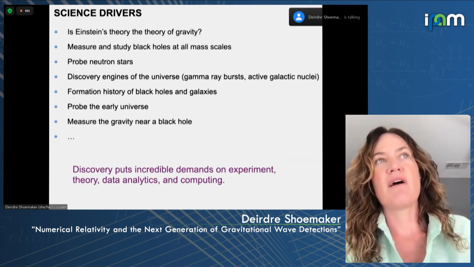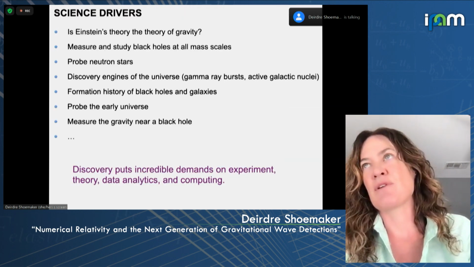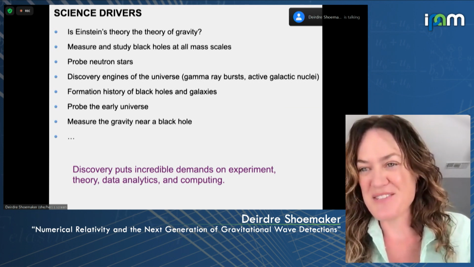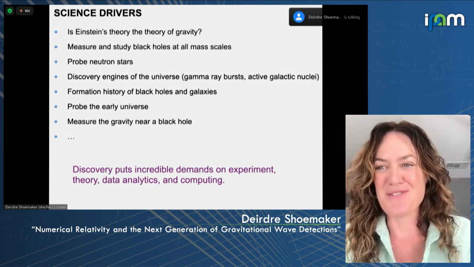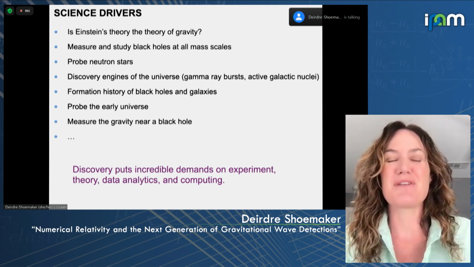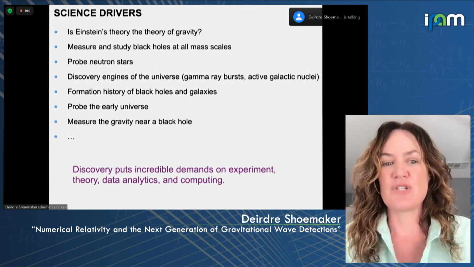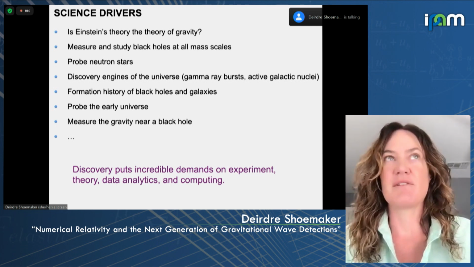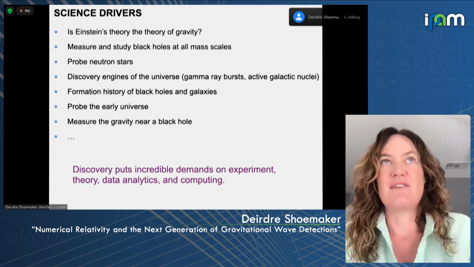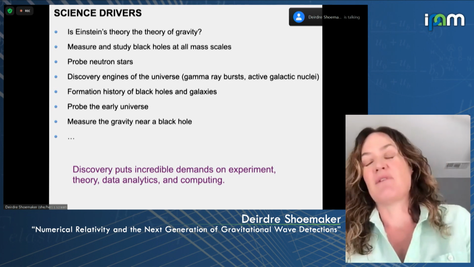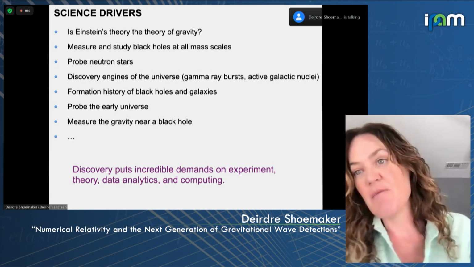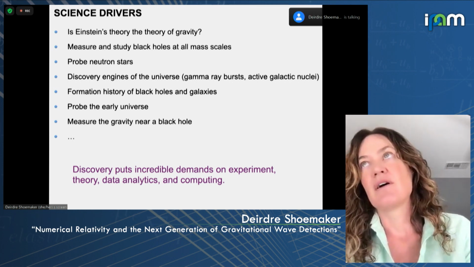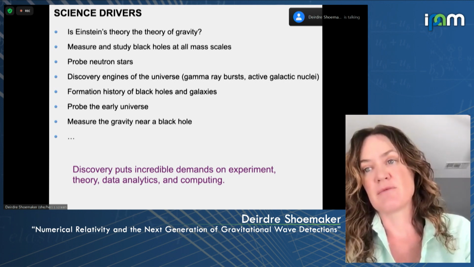So I often show this slide when we're not talking to a group like us. I think most of us understand what the science drivers are of these gravitational wave detectors, but it's fun just to think about the sheer amount of stuff we are learning, have learned, and will learn. Is Einstein's theory the theory of gravity? It certainly is acting like it is right now, but we have to remember we're just at the beginning of our probing the strong field regime.